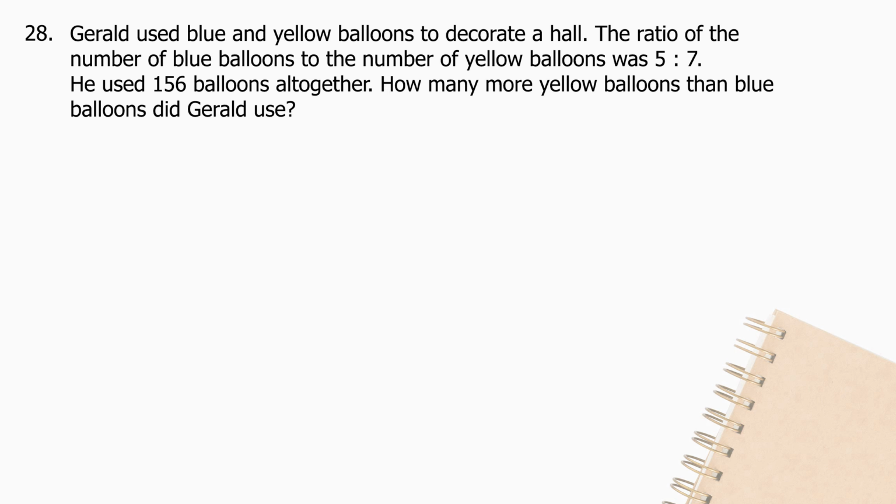Question 28. Gerald used blue and yellow balloons to decorate a hall. The ratio of the number of blue balloons to the number of yellow balloons was 5:7. He used 156 balloons altogether. How many more yellow balloons than blue balloons did Gerald use?